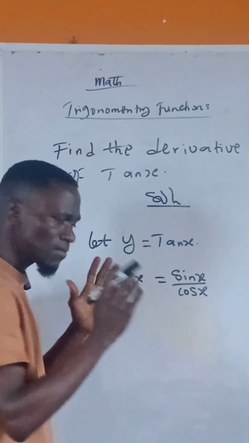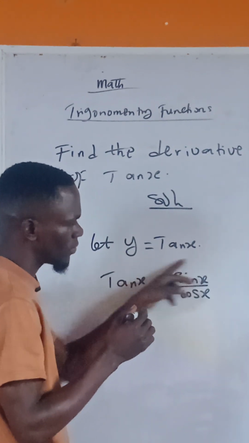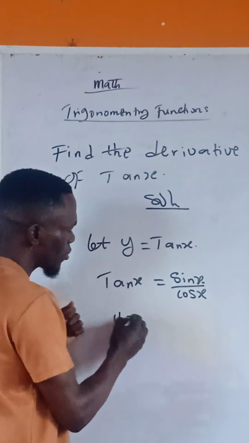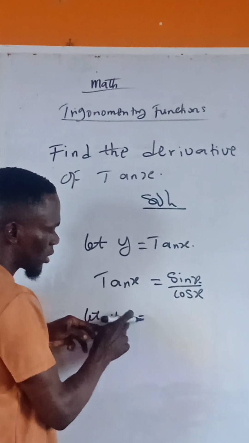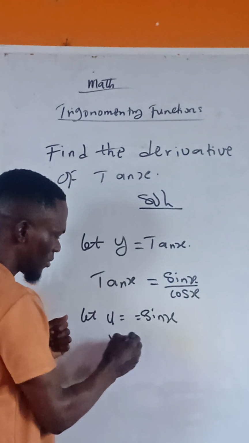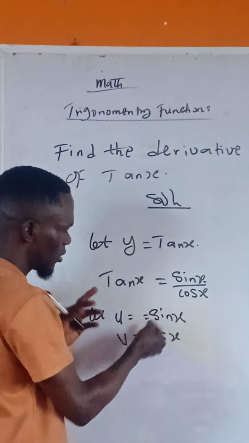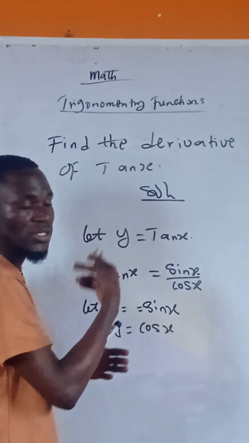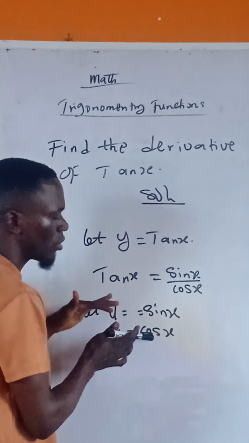Now let's go. The first thing we have to do is put each of these into a variable. Let's say we are going to use u, because u comes before v, right? Let u equal sine x, and then v equals cos x. It means that we carry sine and put it inside u, then carry cos and put it inside v, right? Good. So having done that, we are going to apply the formula now.